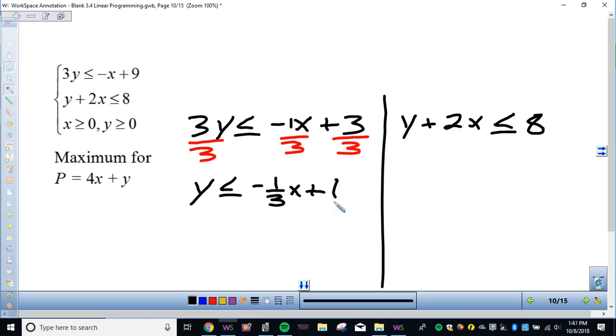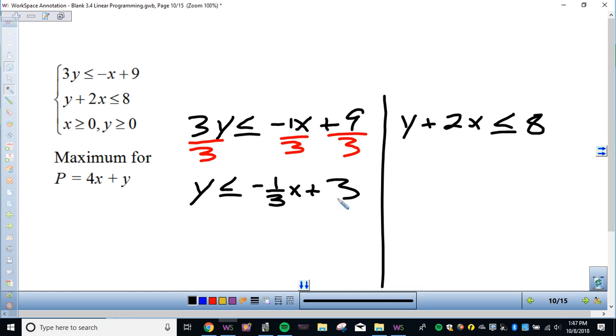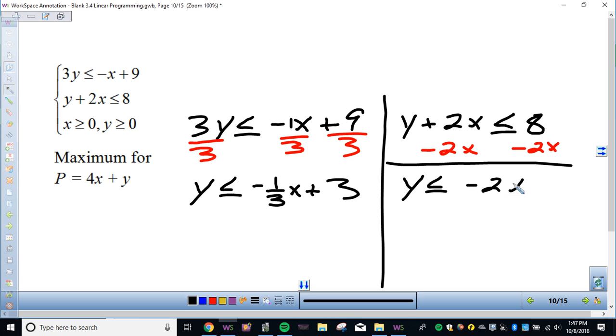Thank you. Negative x plus 9, my bad. So we're going to divide this by 3, and we get 3 right here. Okay, good. Thank you. And what are we going to do to the second equation here? Subtract 2x from both sides. So we get y is less than or equal to negative 2x plus 8.